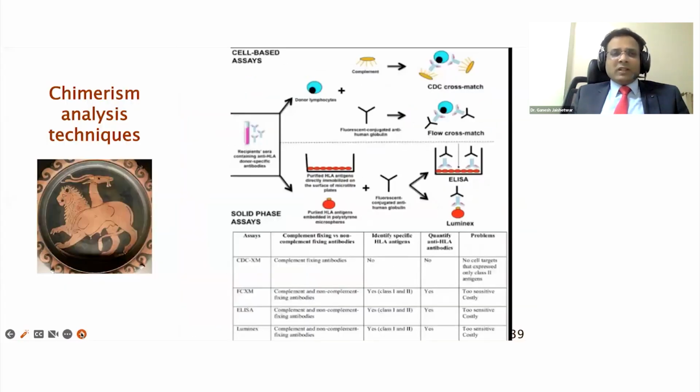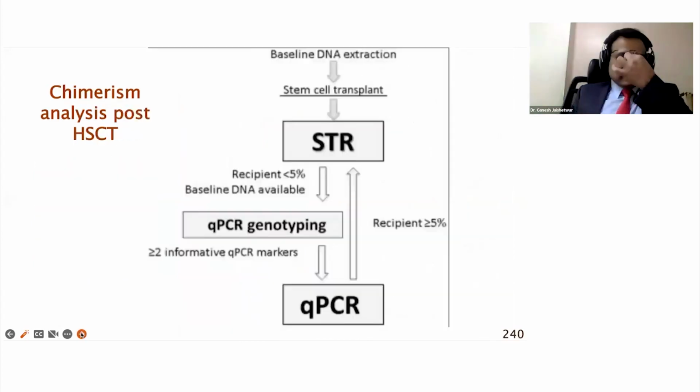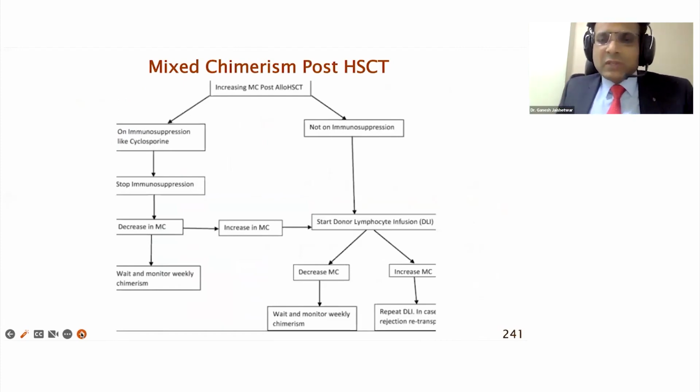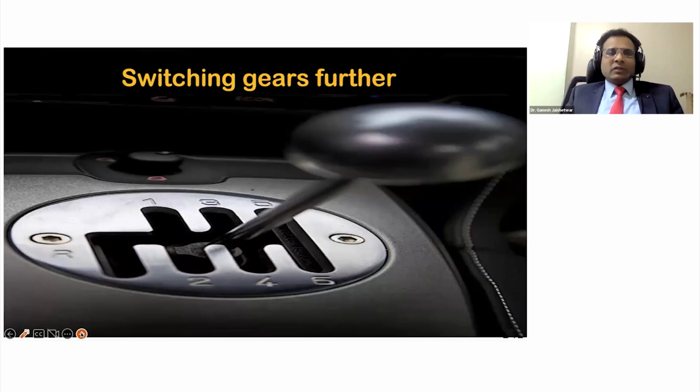Moving further, just about chimerism analysis, again, these are various techniques. There are set guidelines on how to monitor mixed chimerism and how to intervene. So when the patient is on immunosuppression showing mixed chimerism at various time points, you tend to decrease or stop the immunosuppression. And despite that, if the patient still continues to have mixed chimerism, you revert to donor lymphocyte infusion to re-establish the donor chimerism.